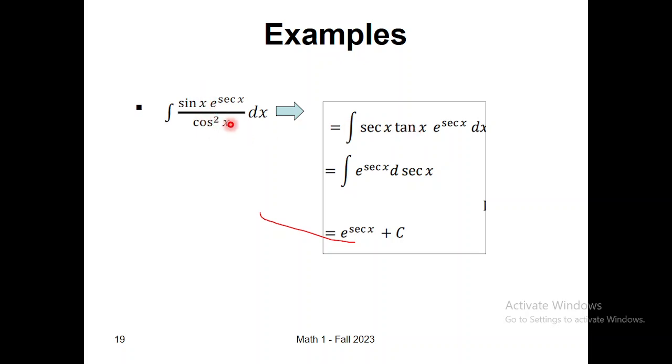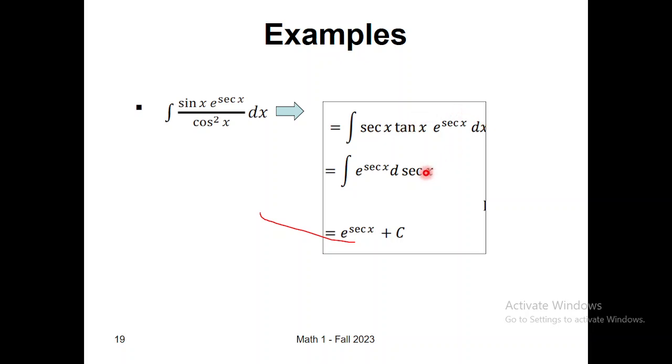So we divide this cosine square into two parts. One of them will be sine over cosine, and the other will be 1 over cosine. Sine over cosine will be tan. 1 over cosine will be sec. So this expression actually is the derivative of sec x. So the problem is very simple. We can bring this sec x tan x inside the d operator to be sec.